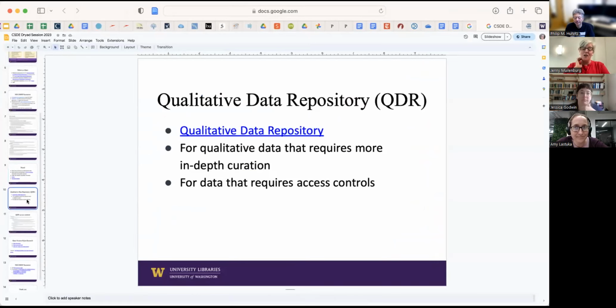Okay, I wanted to talk real briefly about the qualitative data repository. This is also something that's only been live since about February of this year. Generally speaking, it's another repository. It comes out of Syracuse, and it is geared toward qualitative data that requires potentially more in-depth curation or that requires access controls. So it's kind of the same, you would deposit data, someone would look at it and then give you a DOI and there'd be a landing page.